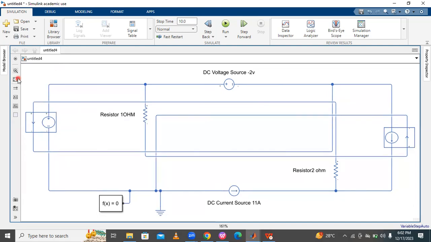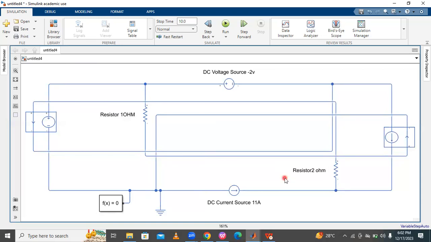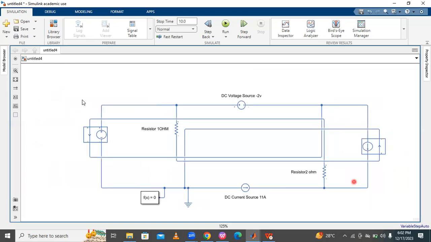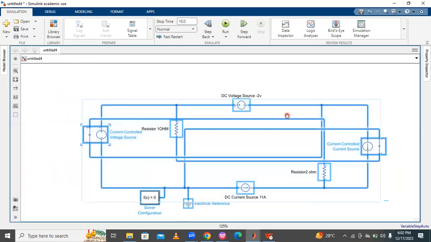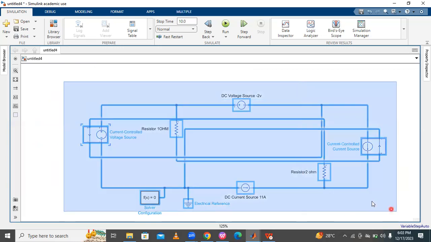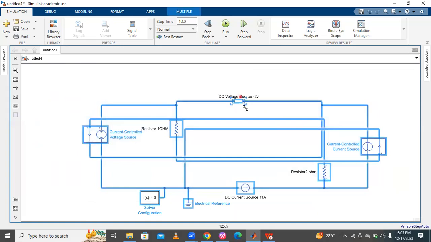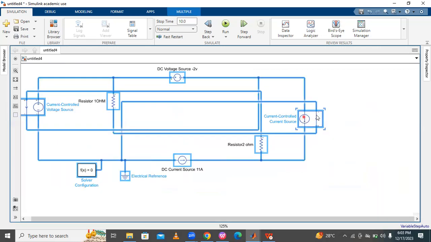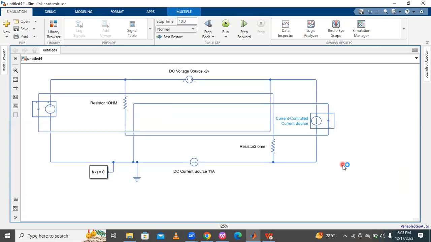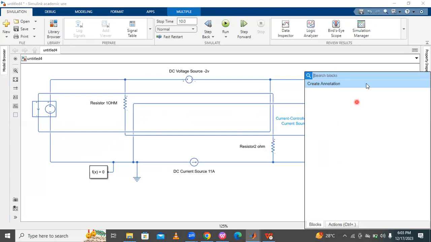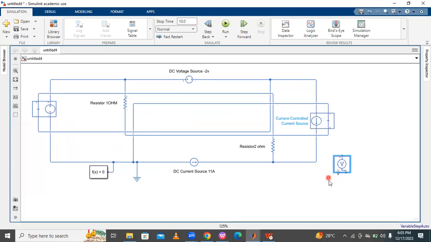For example, if you want to measure the voltage across this 2 ohm resistor, take one current measurement, that is, a current sensor or voltage sensor. So I want to measure the voltage across the 2 ohm resistor. That's why a voltage sensor is required. Place here voltage sensor. Connect positive terminal to the positive of the resistor like this. Negative terminal to the ground like this way.